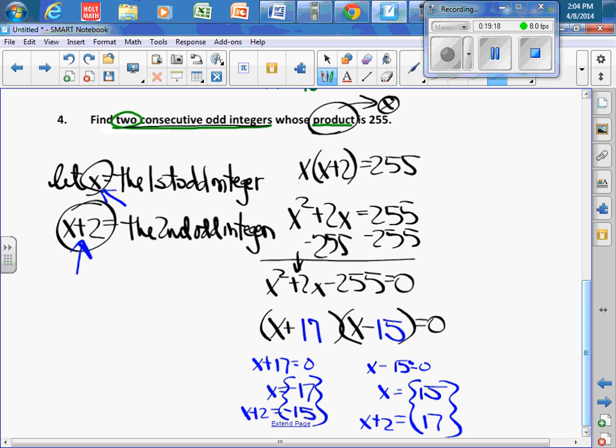So actually, remember, because it's a quadratic, we're going to have two answers here. There are going to be two x's, negative 17 and 15, and then there are going to be two x plus 2's: x plus 2 equals negative 15, and x plus 2 here equals positive 17. So there's actually two sets of answers on this problem.